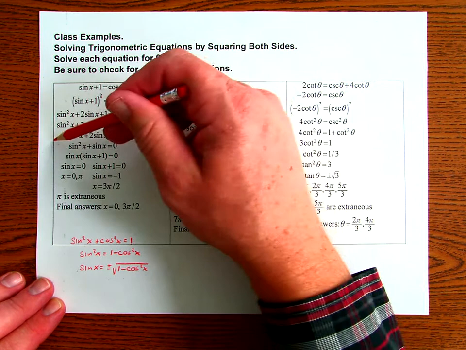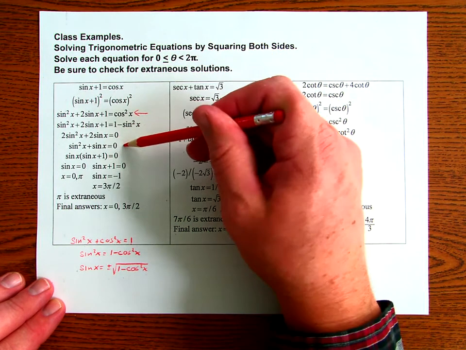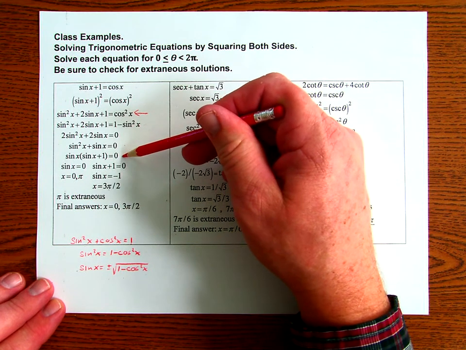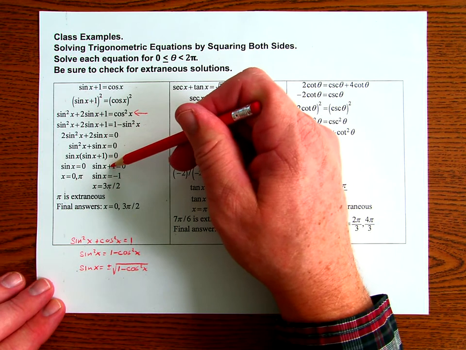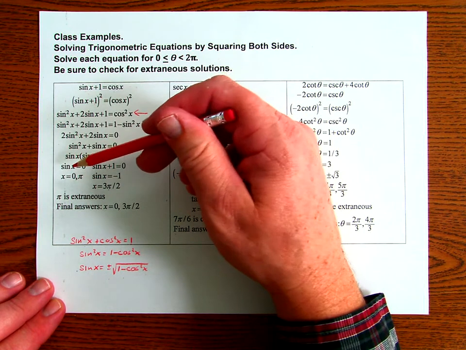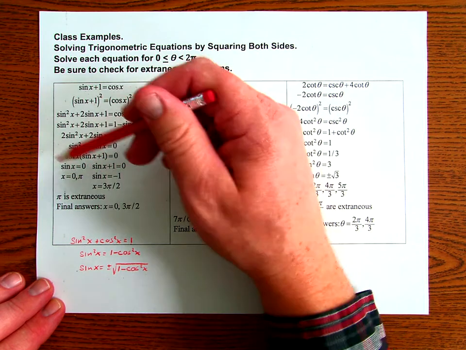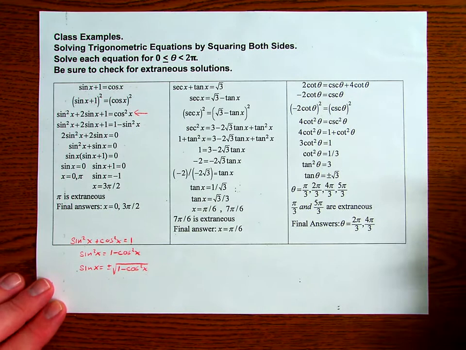One thing we can do to make that a little bit cleaner is divide everything through by 2. That gets us to here. Now we can factor by taking out a GCF. Set that equal to 0. Set that equal to 0. So we have three possible solutions: 0, pi, and 3 pi over 2.